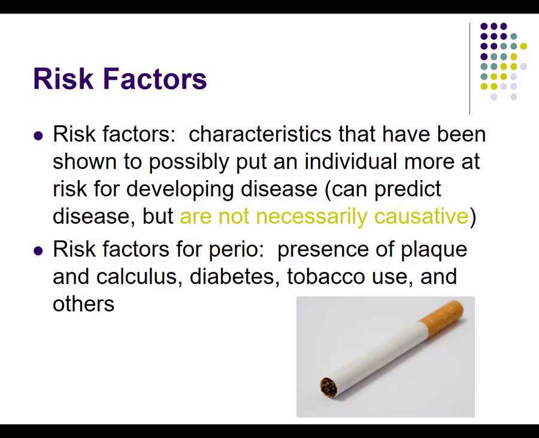Some of the risk factors are things that have been shown to possibly put someone at increased risk for developing it. So it's predictive, but it's not necessarily causative. Like calculus, diabetes, tobacco, smoking, these are risk factors. Things that biologically it's plausible that they can increase your risk of perio directly. Demographics scientifically don't have anything to do with perio. It's more of what we just tend to see within the population. Risk factors can cause a change in your health, right?